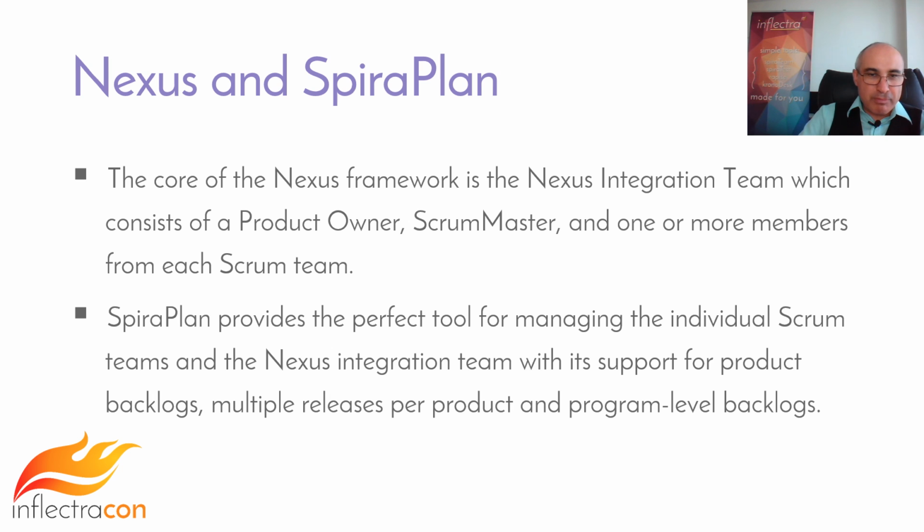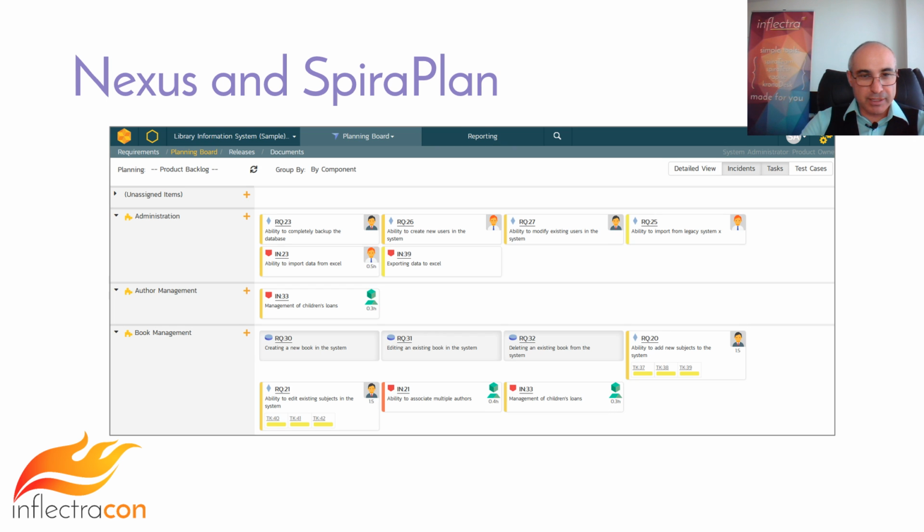Now, if you're going to use SpiraPlan for a Nexus type engagement, inside of Spira, you can have multiple releases in each of the products. So if you're managing this large engagement, you can use the hierarchical release system we have in Spira. You can have one product and use a large number of different releases in a tree structure, or you could use different products in Spira for each of the different teams, and you can then use the program in Spira to be the Nexus integration team. So there's two ways of doing it. It's up to you.